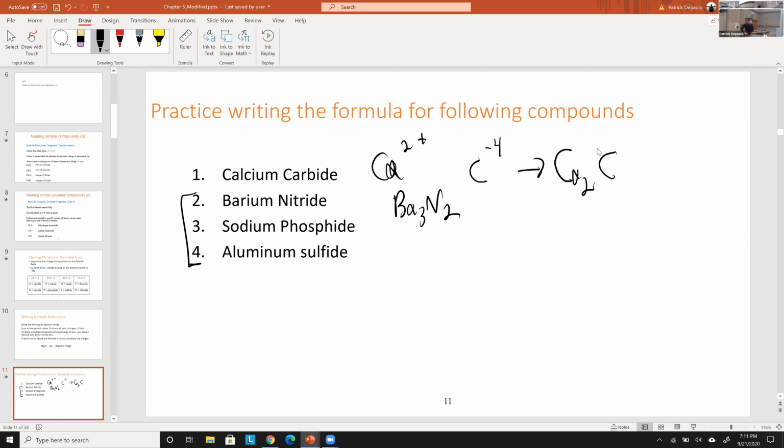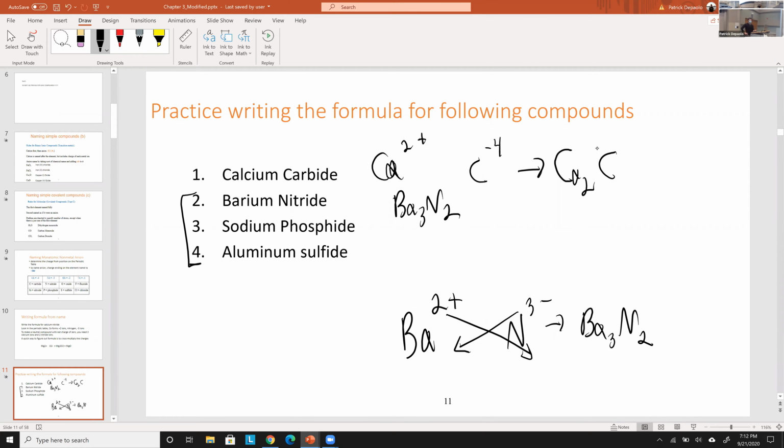Now, there's an easier rule to do this. It's called the Crisscross Rule. Maybe some of you have heard it from high school. But for barium nitride, it works. For most things, it works. So what you do is you write down the ion, Ba2+, N3-, and what you can simply do is crisscross the numbers. And what that does is it gives you Ba3N2.